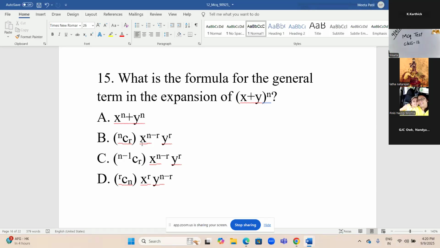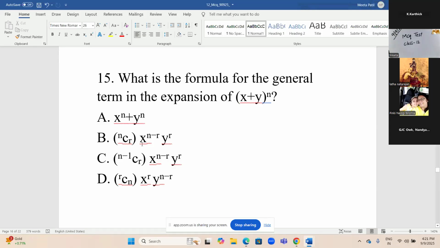Once again, I will repeat the question. What is the formula for the general term in the expansion of (x + y)^n? Option A is x^n + y^n. Option B is nCr x^(n-r) y^r. Option C is (n-1)Cr x^(n-r) y^r. And option D is rCn x^r y^(n-r).